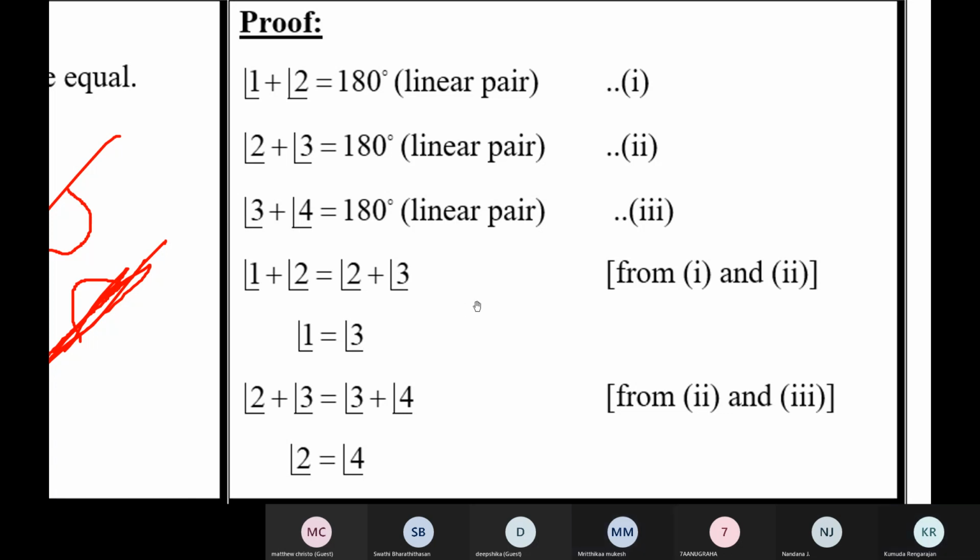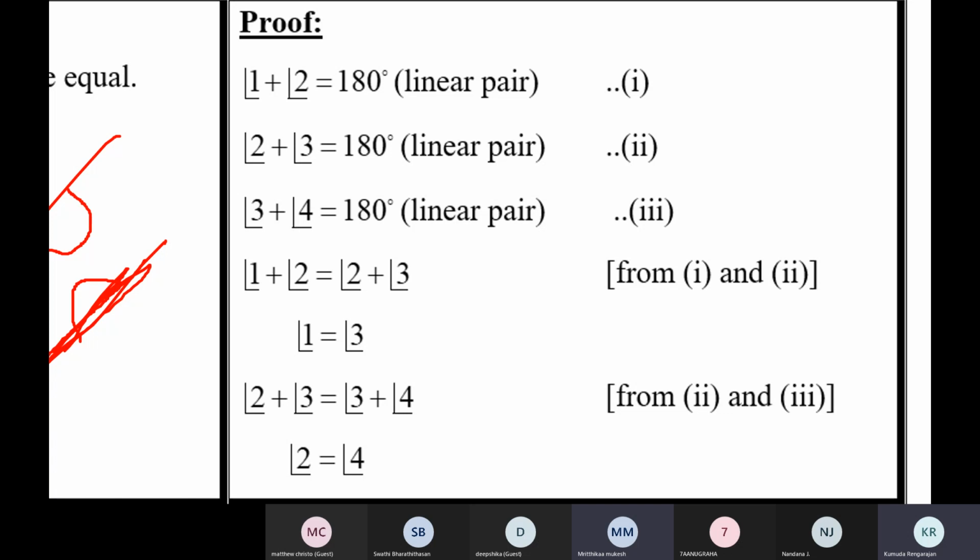Now we proved 1 is equal to 3. Now use equation 2 and equation 3. Again, the RHS is 180 in both, so we equate the LHS. Angle 2 plus angle 3 is equal to angle 3 plus angle 4. So now tell me, Ritika, what happens after this?